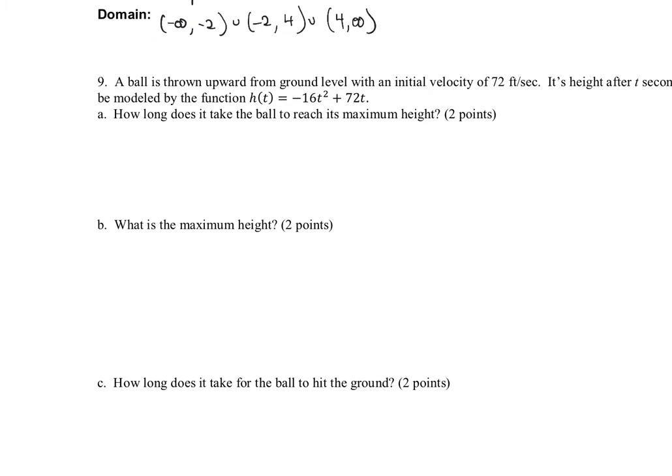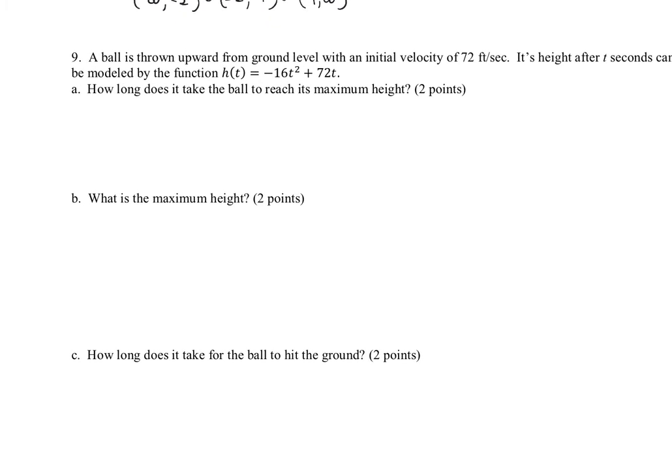Question 9 is from section 3.1. We have a description here that the initial velocity is 72 feet per second. That's reflected in the equation here. -16 is just the effect of gravity. So the height of the ball at any time t is modeled by this equation.